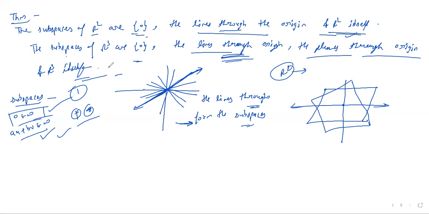Okay, so here we are talking about the lines and planes which pass through the origin. We have seen that there are some lines and some planes which do not pass through the origin. What about them? Let's see those.